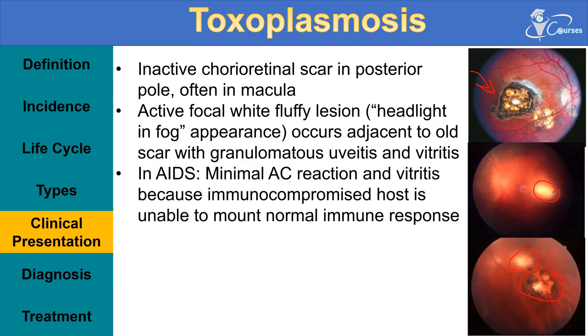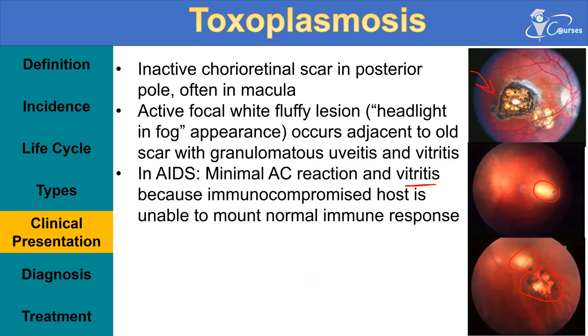There is a specific case where the patients can be immunocompromised, like toxoplasmosis can occur. It is an opportunistic infection, so it can occur in patients with immunosuppression, like HIV patients. The specific condition in those patients is that, unlike usual, they will show minimal anterior chamber reaction and minimal vitritis. Actually, because the vitritis is a sign of good immunity. If there is vitritis, it means that there is an immune response to the organism.